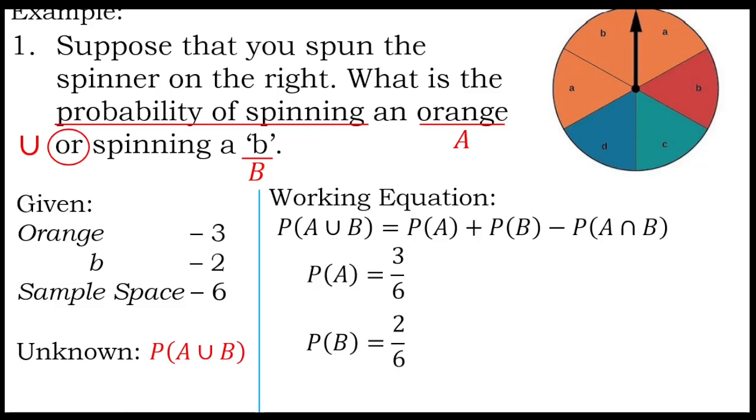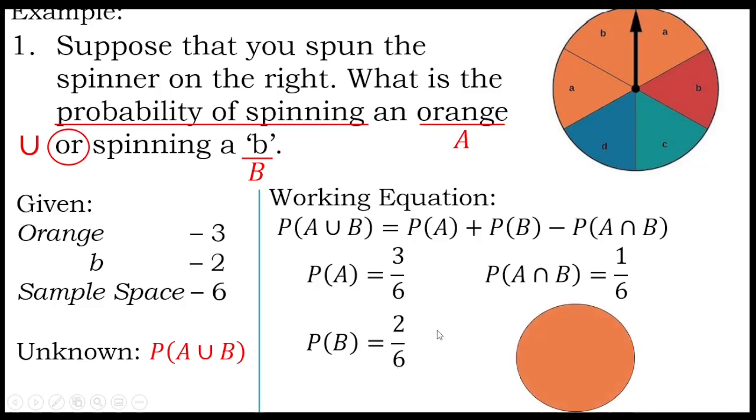Next, what is now the probability of the intersection of A and B? That means both A and B have this in common. Now, observe the spinner. If you have orange, A, B, A, and in B, we have B and B, what is their common? So, in orange and B, their common is letter B, which we will write down once. So, the probability of the intersection of A and B is 1 over 6.